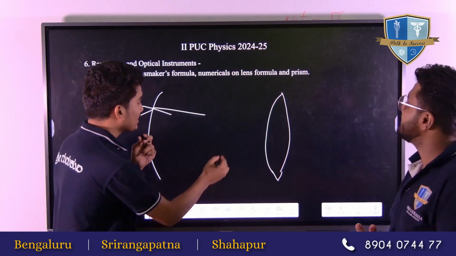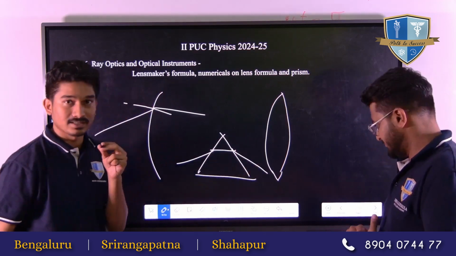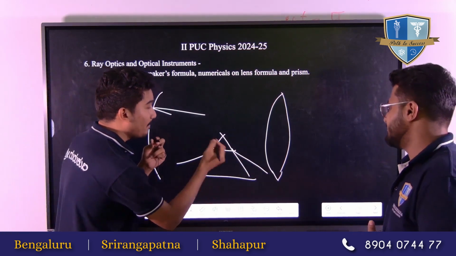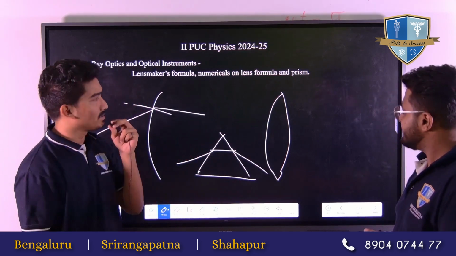Another thing they can ask about is the prism. So this is our ray. This will go through some refractions, multiple refractions, and after that they will ask the minimum angle of deviation. This kind of numerical question may come, correct? So these are 3 important topics from this chapter.